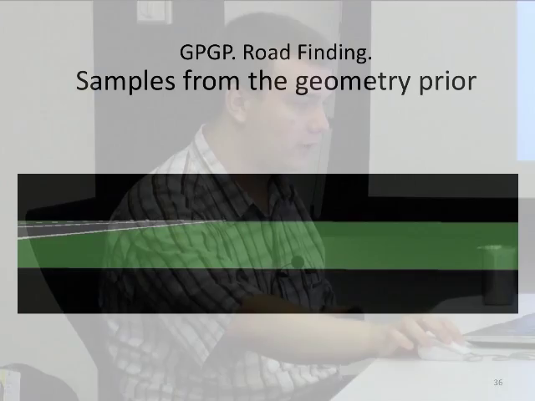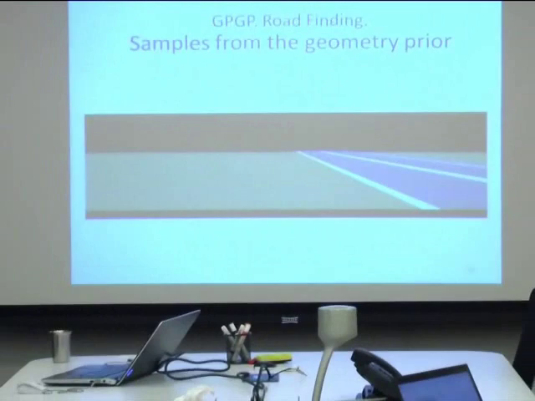Okay, great. And now you can see the samples from the geometrical prior. These are just samples from the geometrical prior, and you can see that there is much variability. So roughly speaking, the road can be everywhere. Makes sense.